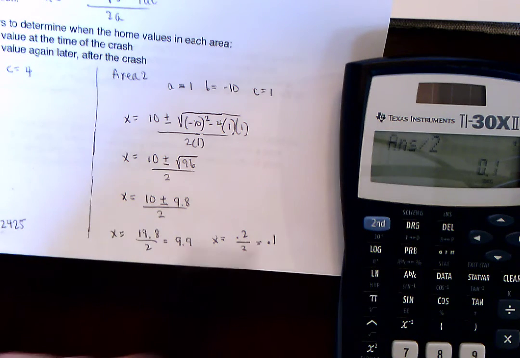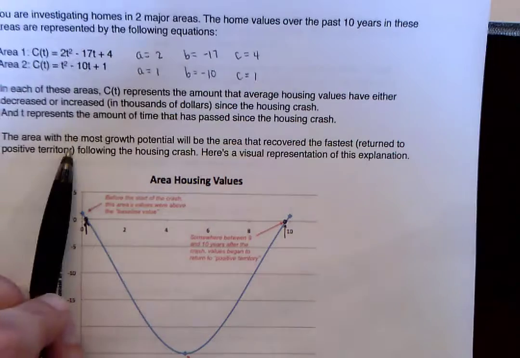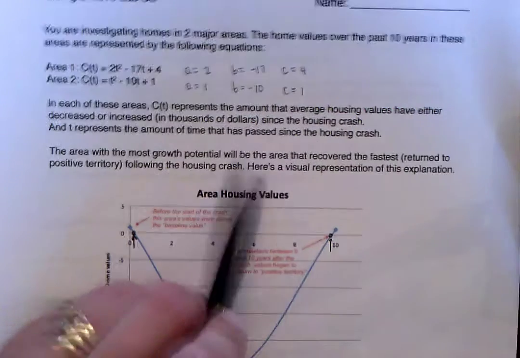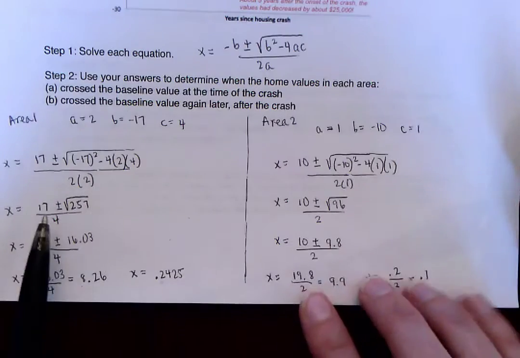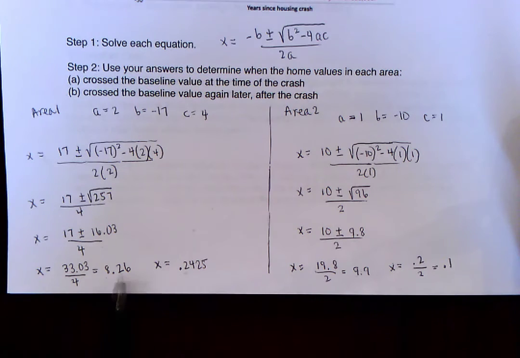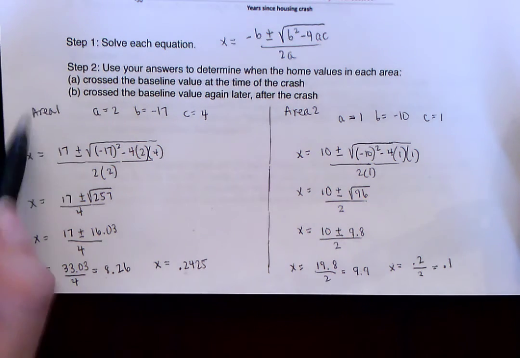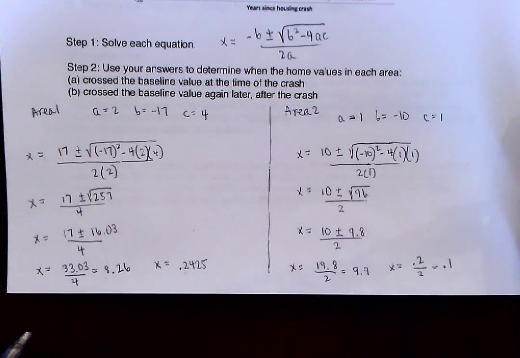So this took longer to recover, and on here it said the area with the most growth potential will be the area that recovered the fastest. So basically they want to know which area recovered the fastest. And remember, this had a smaller difference between the two numbers. So I'd say area 1 recovered the fastest. Okay, so just write that on your worksheet.